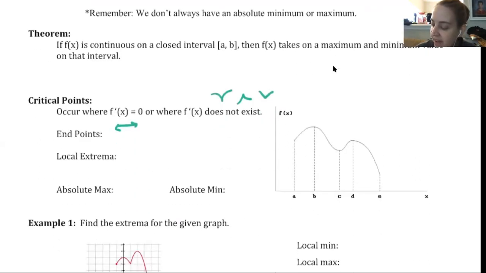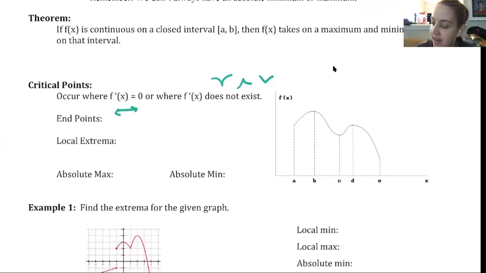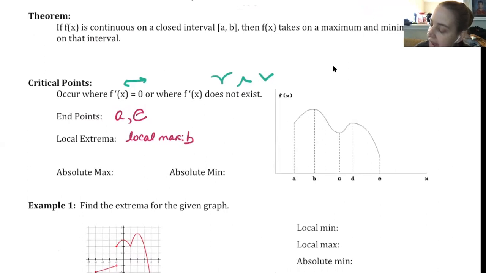So let's look at this graph that we have. Where are the endpoints on this particular graph? Well, the endpoints occur at A and at E. My local extrema are any local mountain tops or valleys. So I have a local max at B, and I have a local max at D. I have a local min at C. My absolute max, where's the highest of the high point? That happens up here at B.